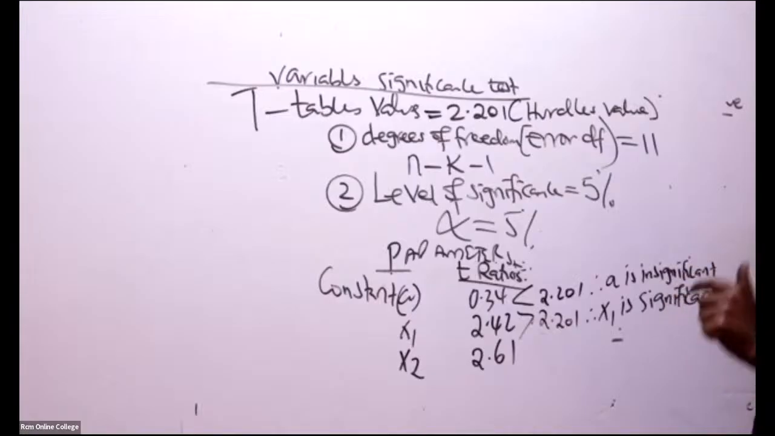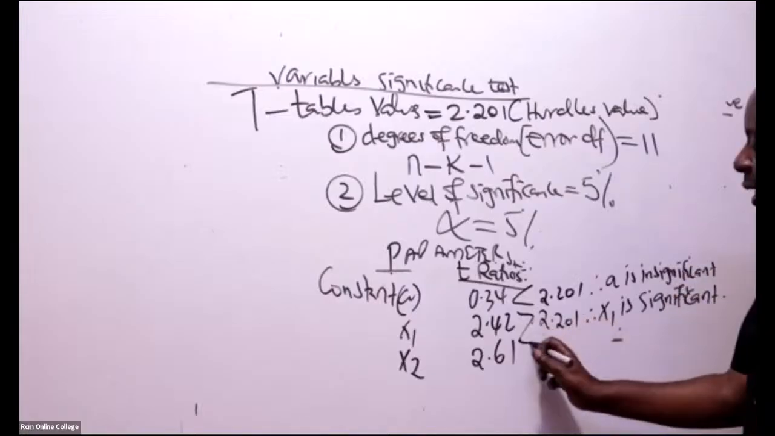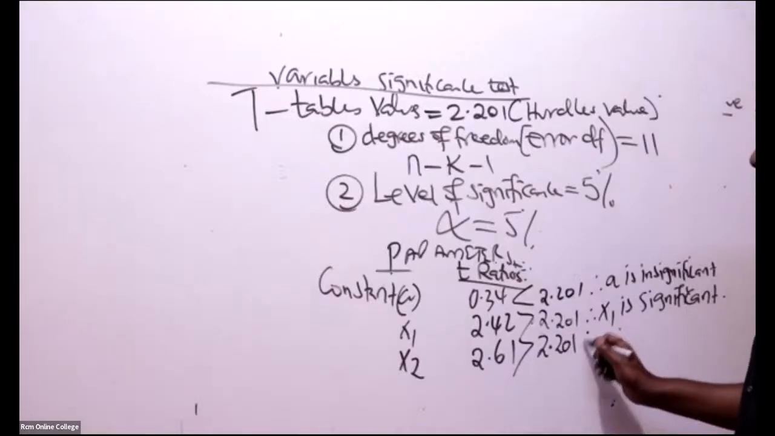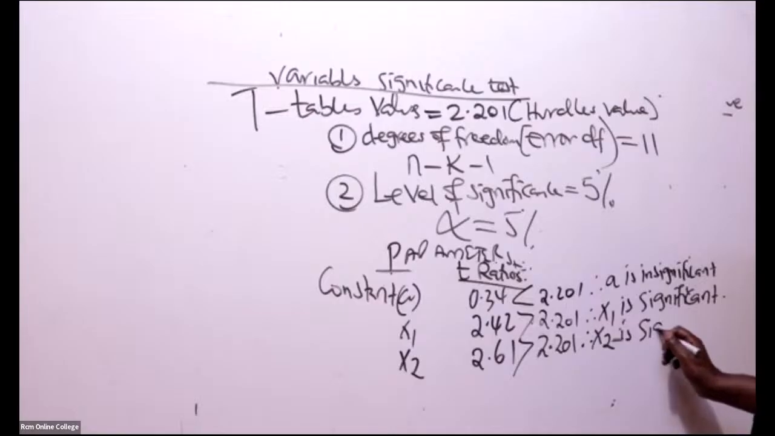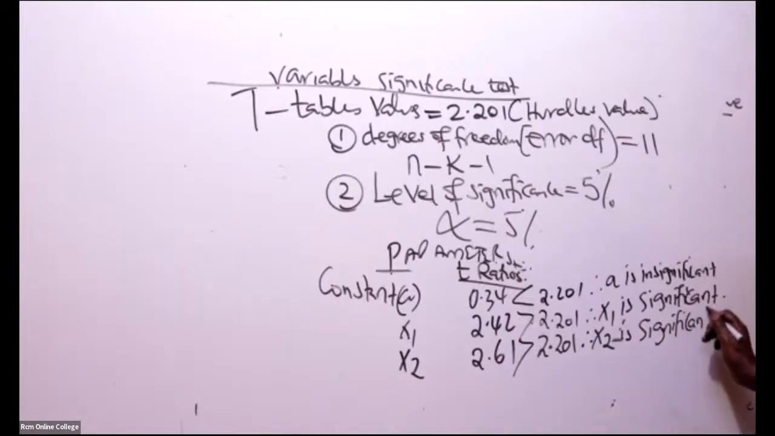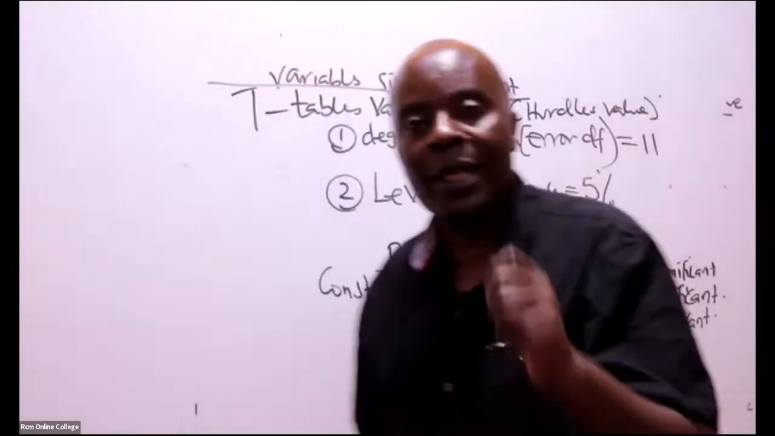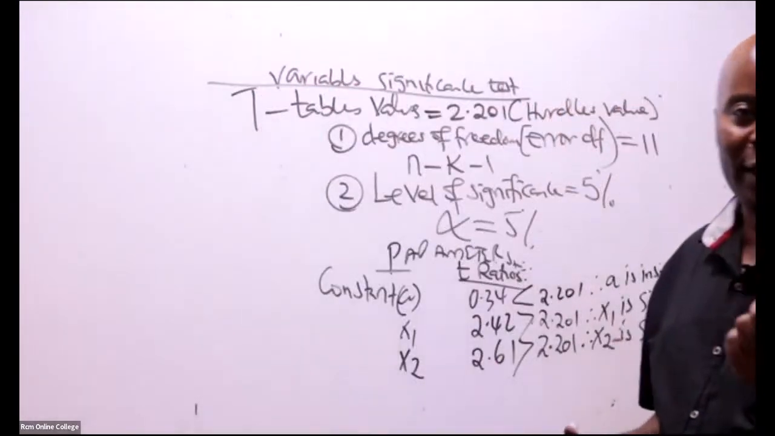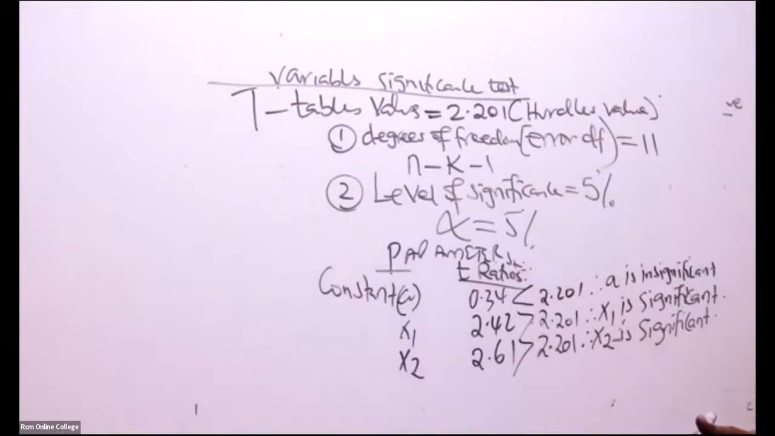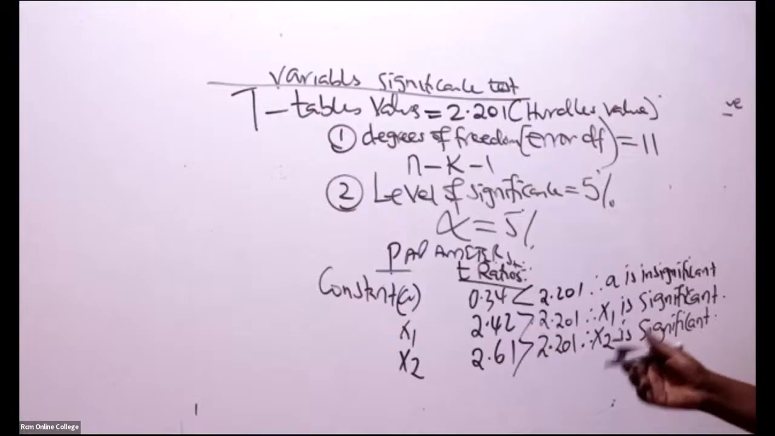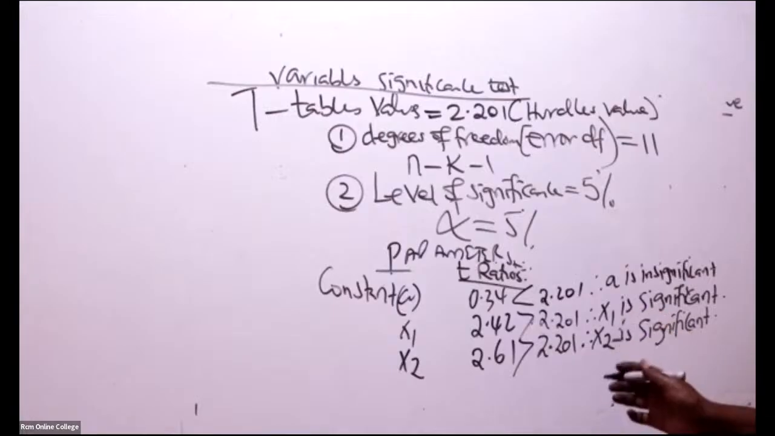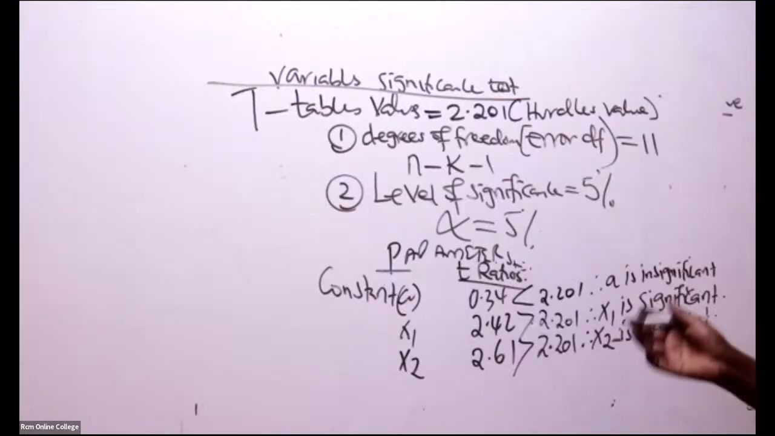All right. Then we have 2.61 for x2, ladies and gentlemen. Again, this is more than 2.201. Therefore, x2 is significant as well. So meaning that generally our model is significant. It's robust for purpose of prediction, except A that is really tiny, that is not significant. So in this case, as researchers, we shall not tell this person to throw out the whole model. No, we shall tell this person to go and increase the sample size to make these values even more significant, including A, which is insignificant.